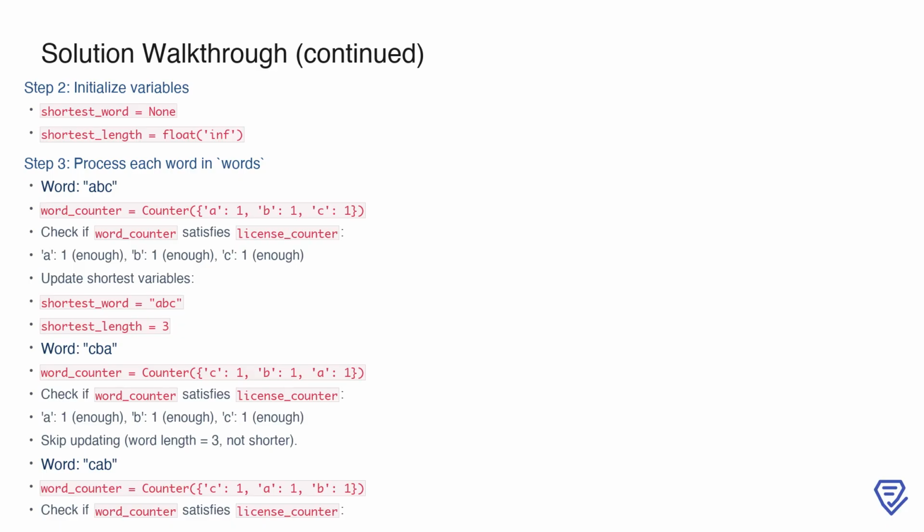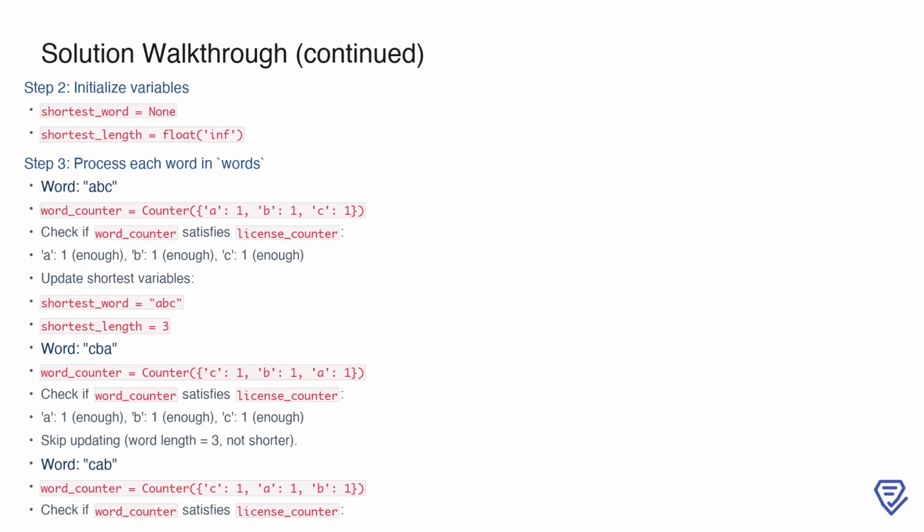For the word ABC, its frequency count is Counter of A1, B1, C1. This satisfies the license_counter because it contains one of each required character, A, B, and C. With a length of 3, we update shortest_word to ABC and shortest_length to 3.